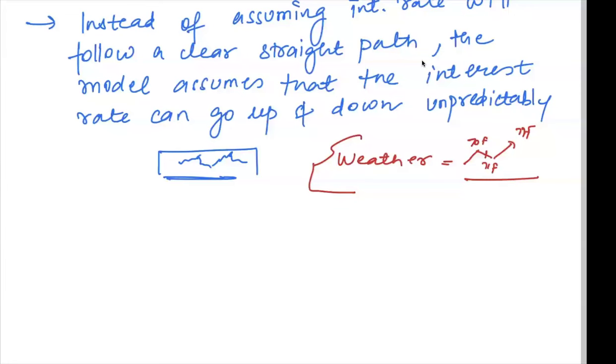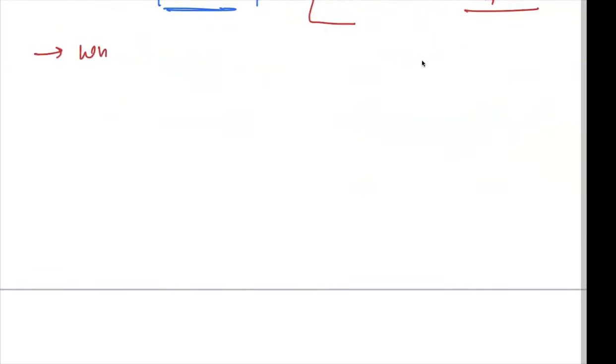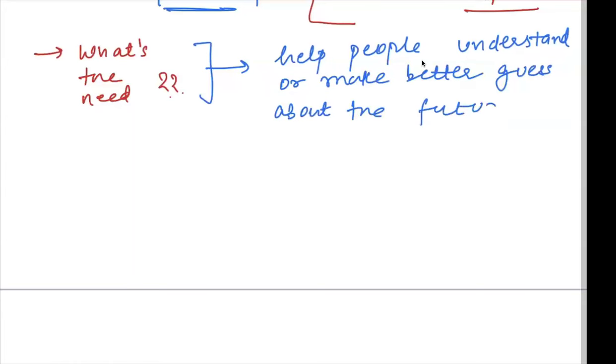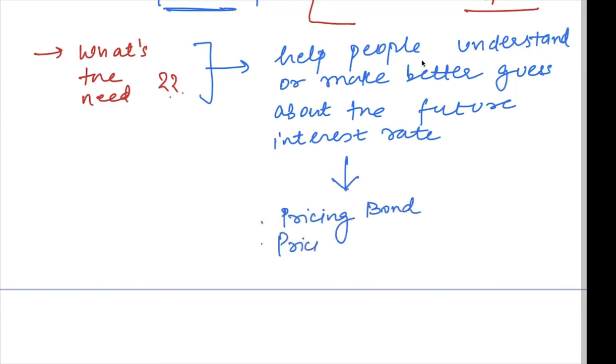The model helps people make a better guess about the future interest rate, and this can be further used for pricing bonds, derivatives, or managing risk. So what's the need of this model? It's basically to help people understand or make a better guess about the future interest rate, which can therefore be utilized for pricing bonds, pricing interest rate derivatives, or risk management purposes.